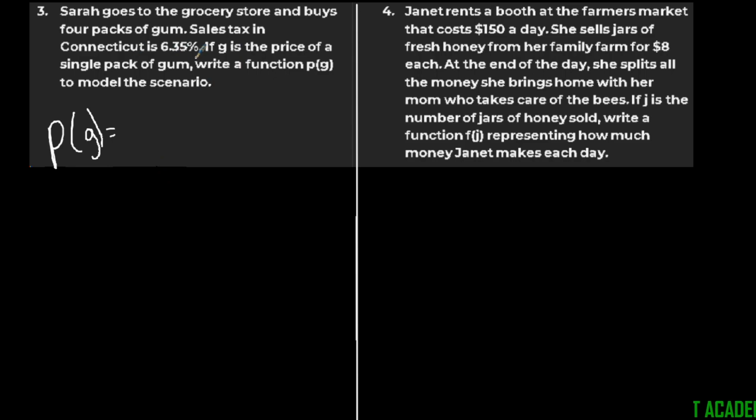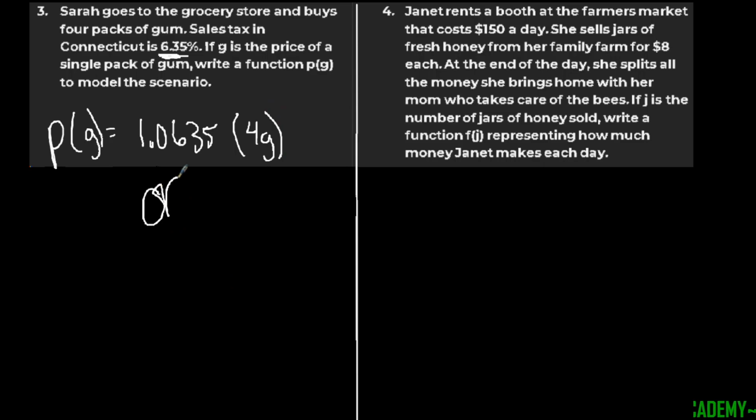So if the normal price would be 100%, I would have to say 106.35% of the original price. So I'm going to write it like this. I'm going to say 1.0635 because I'm adding that percent to the whole 100% of the normal price. That would be times the 4 packs of gum, so 4G. So that's one way of writing it.